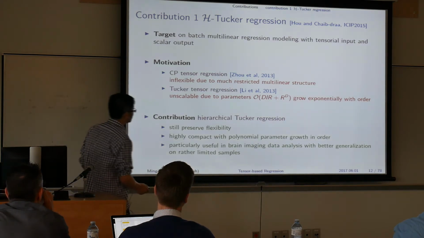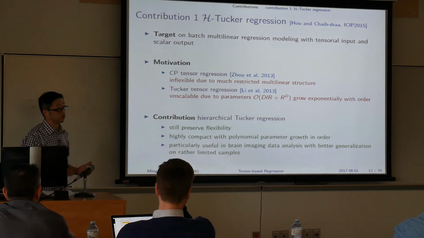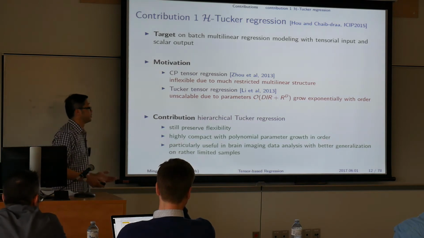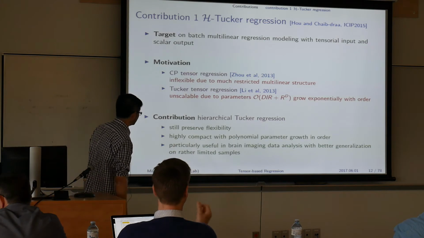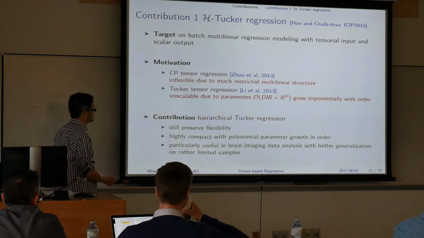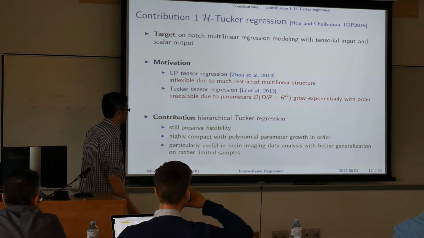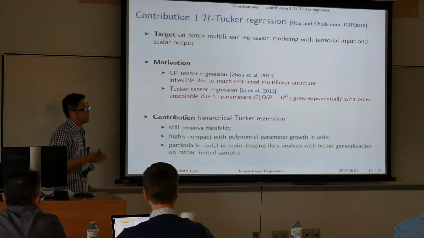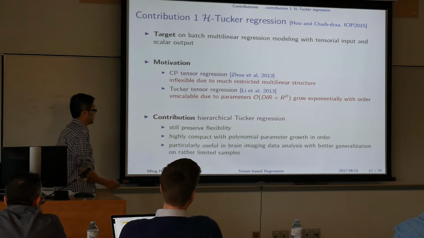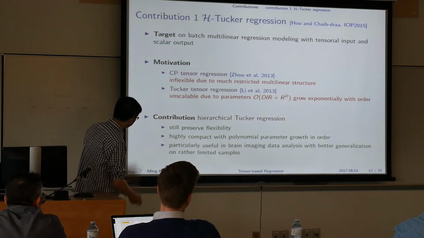And it also enjoys the advantage of CP-based models in that the number of parameters is free of dimensional dependency on the order D. And it is especially useful for brain image data analysis because only a limited number of samples are available for most of the data sets for brain image data analysis.